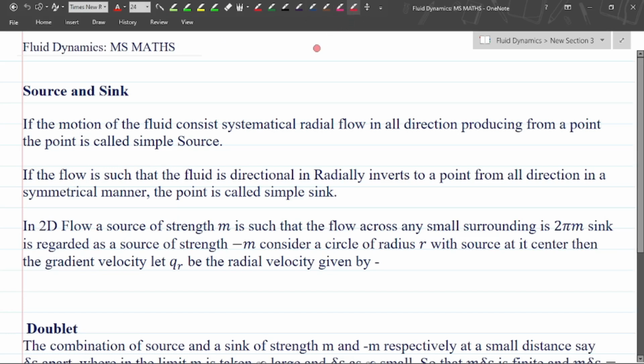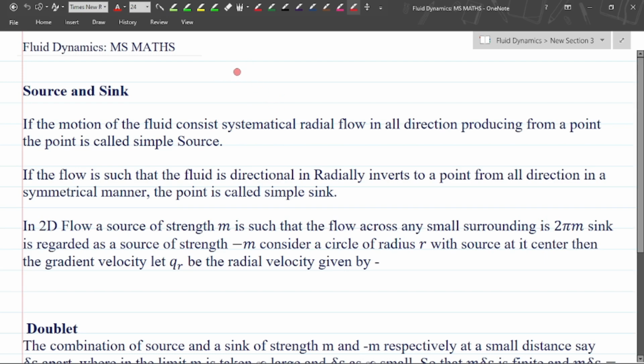In this particular video, we'll discuss the source and sink. In the previous videos, we have discussed what fluid dynamics is and covered various topics of fluid dynamics. In this video, we'll start the source and sink. So what is the source and what is the sink?